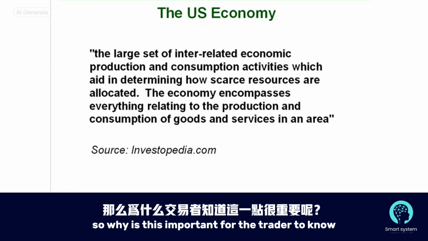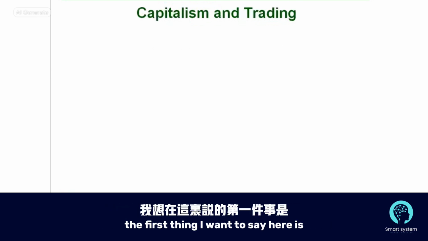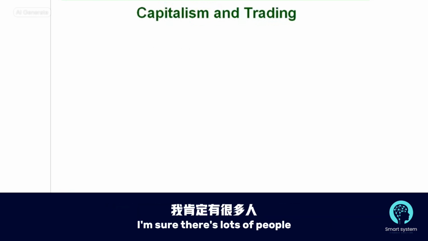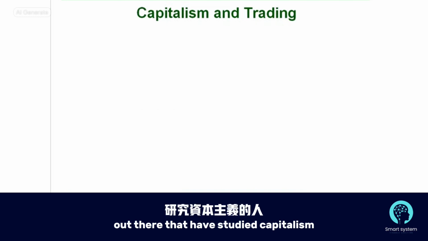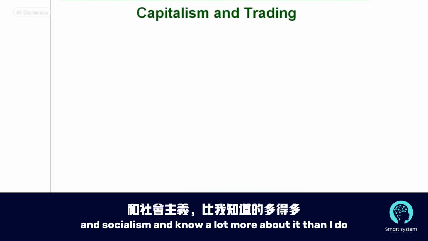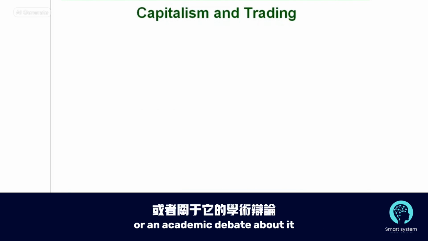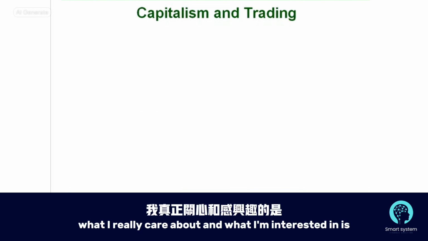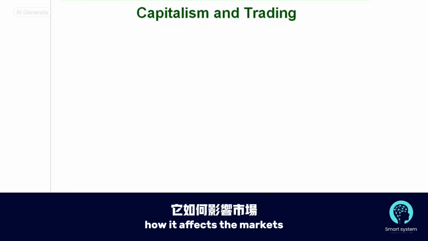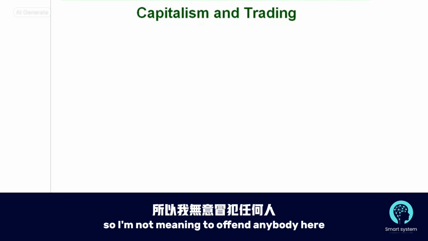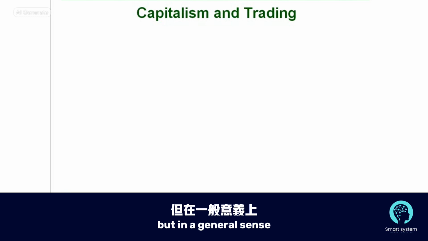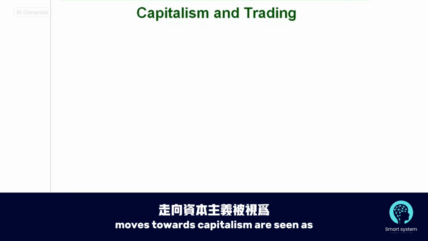So why is this important for the trader to know? The first thing I want to say here is, I'm sure there are lots of people out there that have studied capitalism and socialism and know a lot more about it than I do. And I'm not looking at getting into an economic or an academic debate about it. What I really care about and what I'm interested in is how it affects the markets and how it affects trading. So I'm not meaning to offend anybody here, but in a general sense, moves towards capitalism are seen as pro-business and pro-growth.